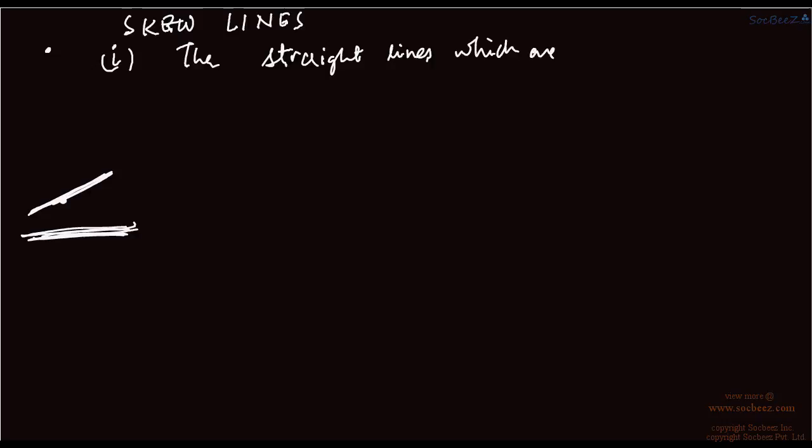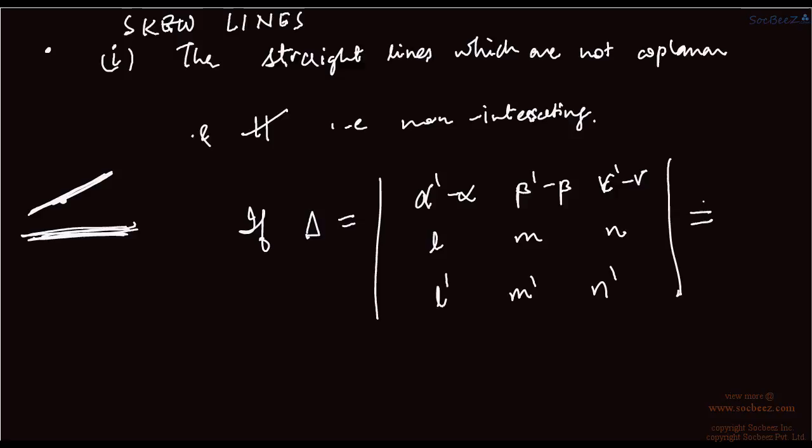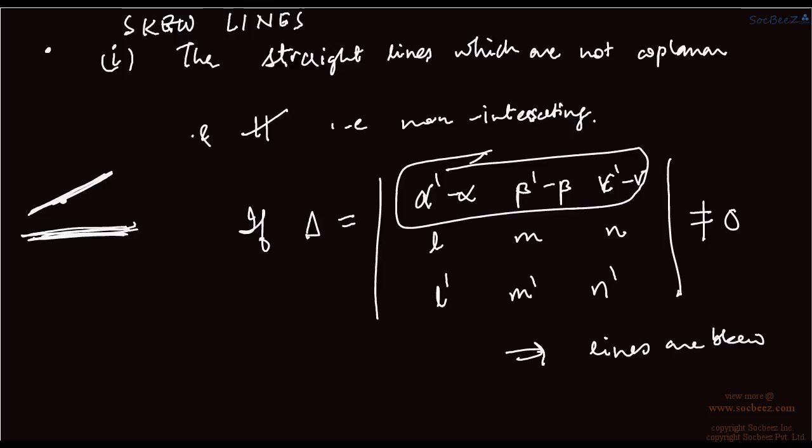The straight lines which are not coplanar and not parallel, that is, non-intersecting, are called skew lines. And if delta, which is the determinant of alpha dash minus alpha, beta dash minus beta, gamma dash minus gamma, and l, m, n, l dash, m dash, n dash, is not equal to 0, then the lines are skew. These are the direction cosines of the lines. We have two lines, so they will be skew if this condition is followed.